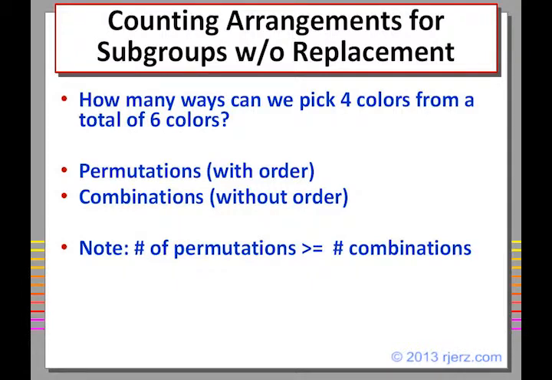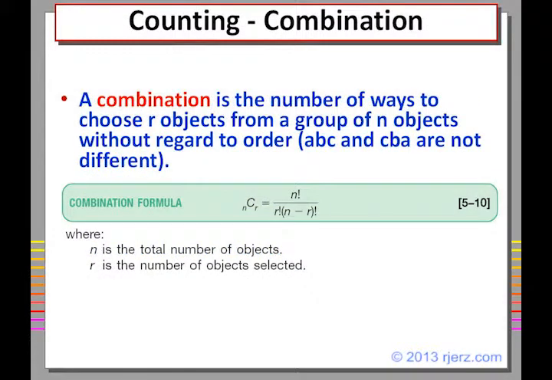We still have to do the calculation, but guess what? There is a formula for combinations. Here it is shown on this PowerPoint. In words, a combination is the number of ways to choose R objects from a group of N objects without regard to order. In other words, if we had the letters ABC and rearranged them to CBA, they would not be counted as different. CBA and ABC are the same 3 letters.